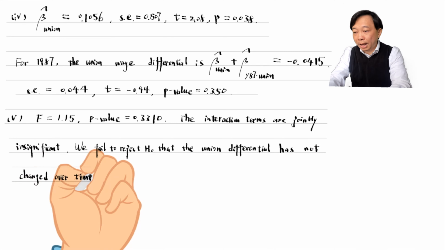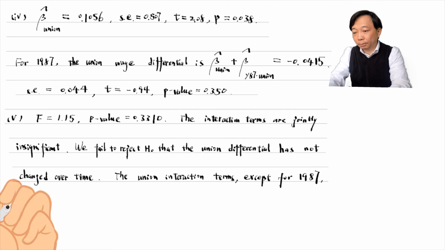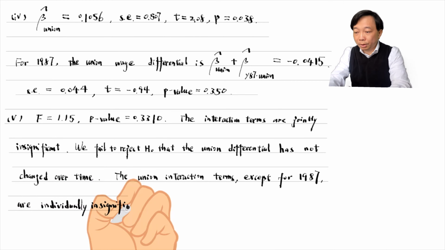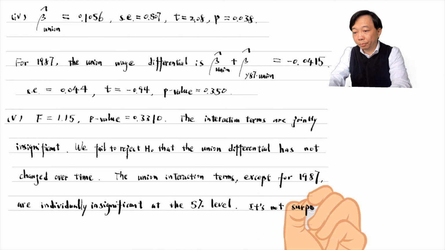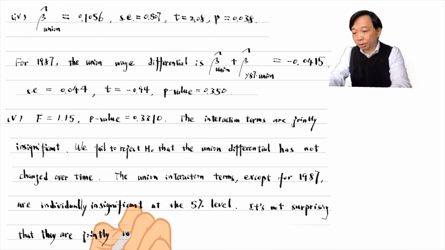The Julian interaction terms, except for 1987, are individually insignificant at the 5% level. It is not surprising that they are jointly insignificant.